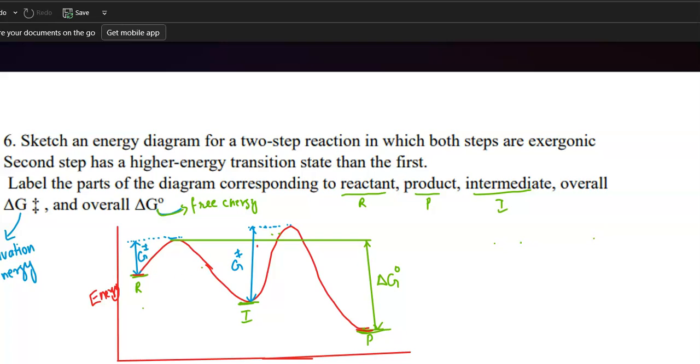The delta G should be drawn from here to here, right? So that's your delta G, change in free energy between the reactant and the product. Okay, so it's negative, so it's an exergonic reaction.